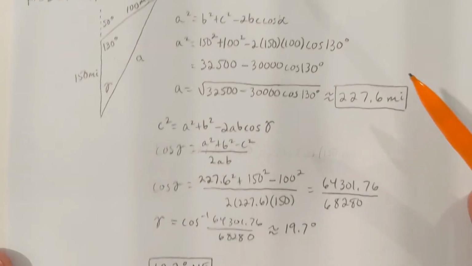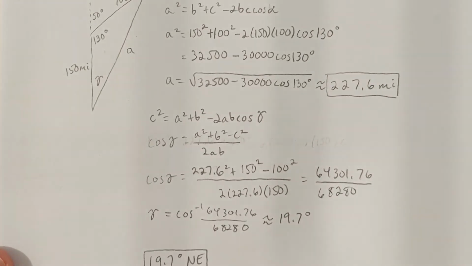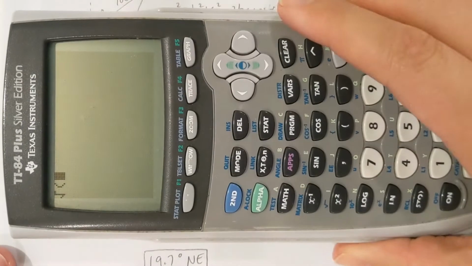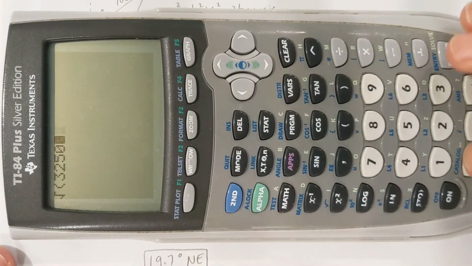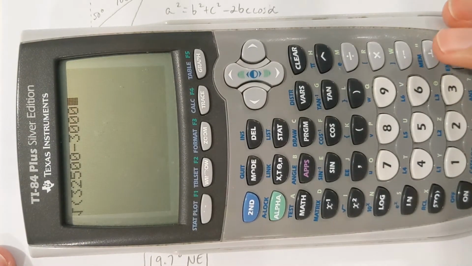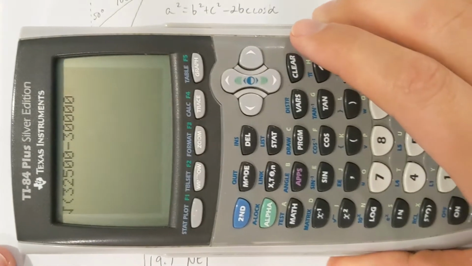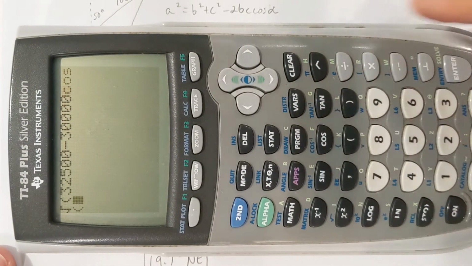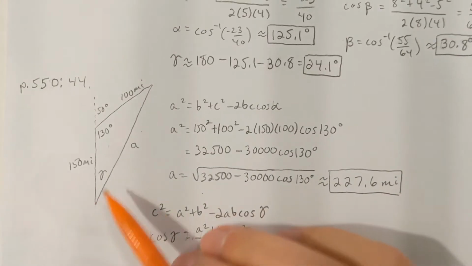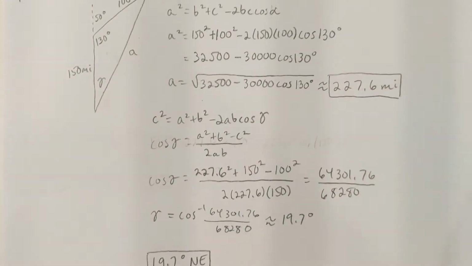Then if you go to the calculator and punch that in, I can do that real quick. It's the square root of 32,500 minus 30,000 times cosine of 130 degrees, and I'm getting 227.6 for that direct distance. So that's the answer to part A.